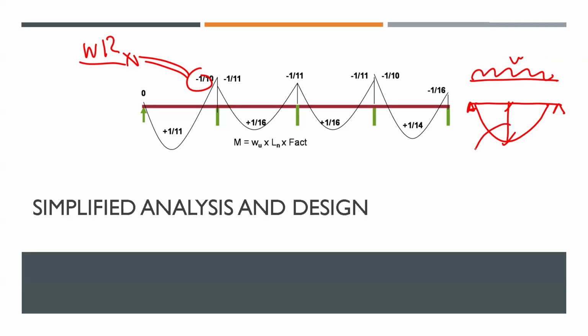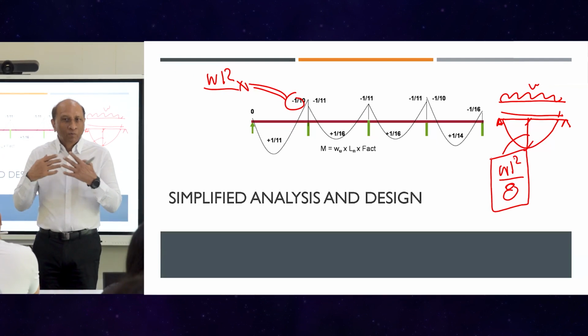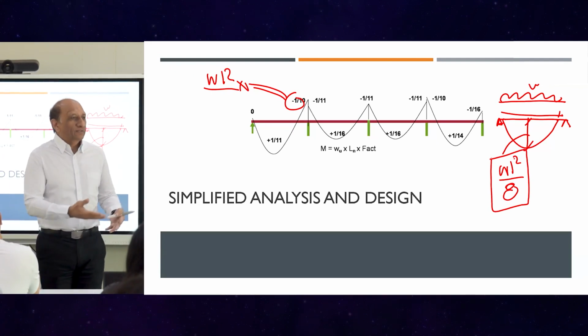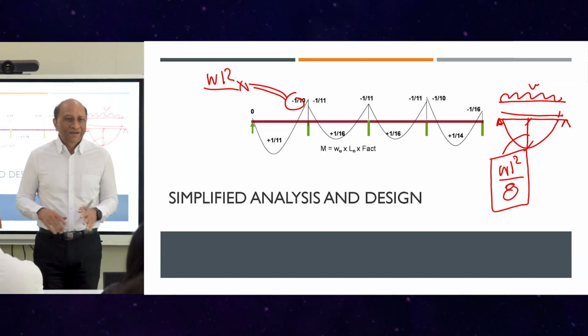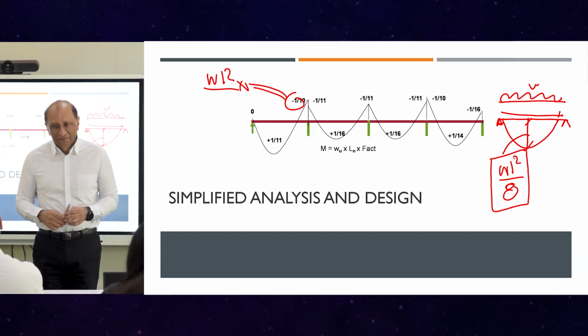what is the moment here? For a UDL W and span L, what is the maximum moment here? WL squared by 8. This is a rule that cannot be broken. No matter what software you use, what analysis you use, what system you use, how many load transfer things happen, whatever happens, WL squared by 8 cannot be changed.